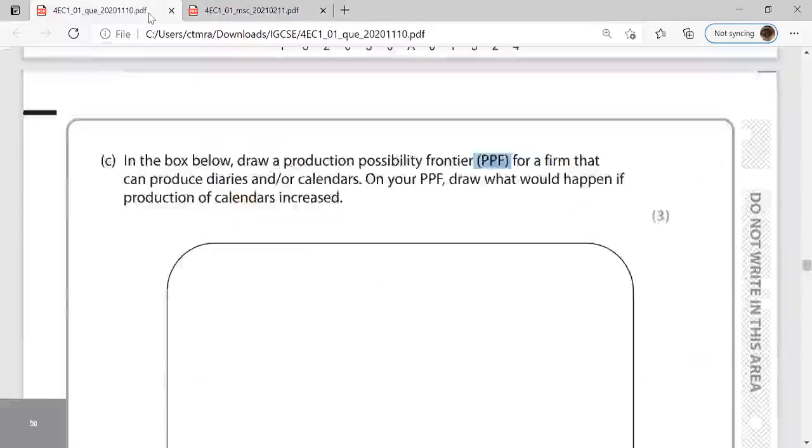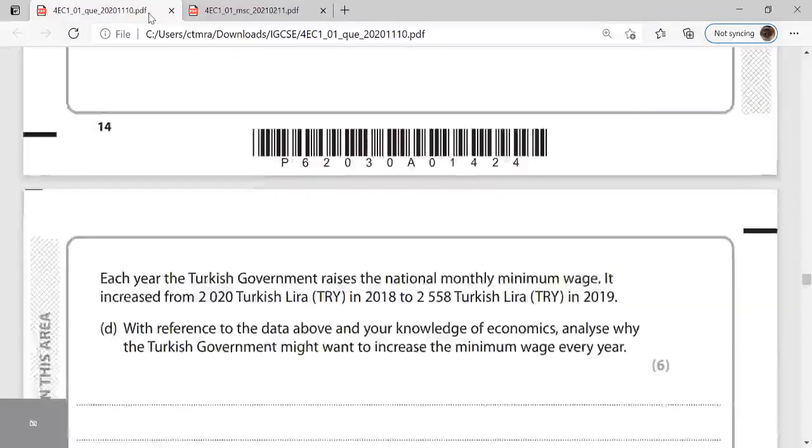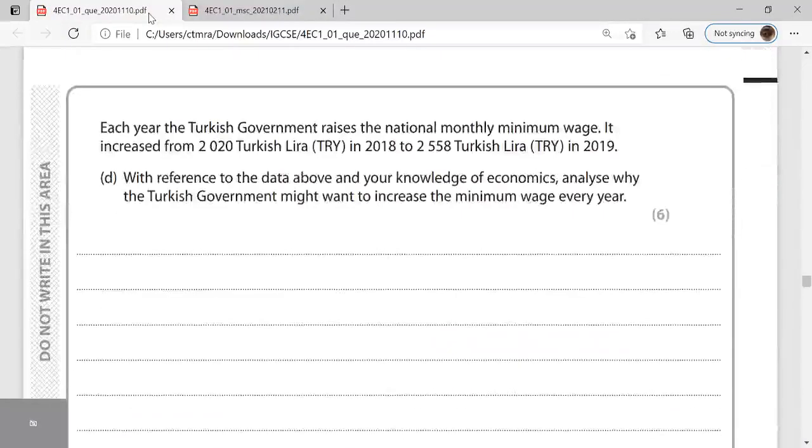Then number D. With reference to the data above and your knowledge of economics, analyze why the Turkish government might want to increase the minimum wage every year. The Turkish government is increasing the minimum wage because maybe goods and services are becoming expensive, so the cost of living is becoming high. This increase in minimum wage may help them, and the standard of living will improve.